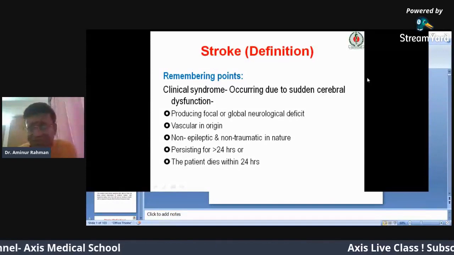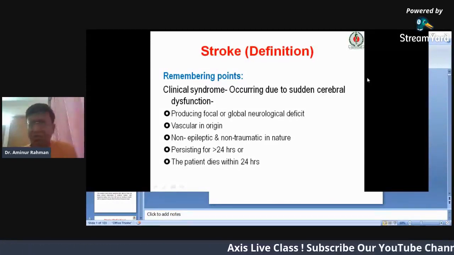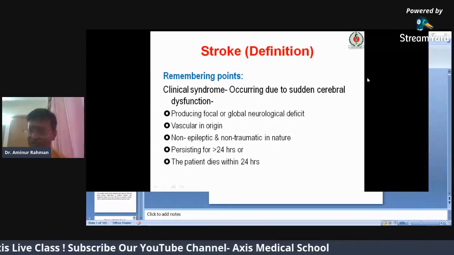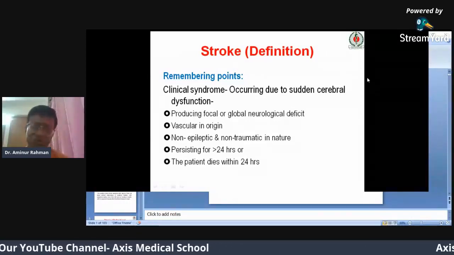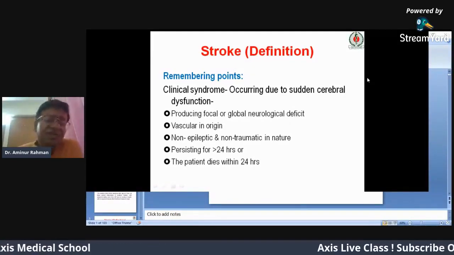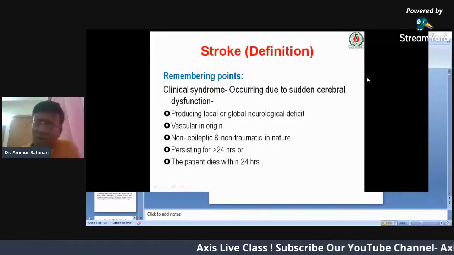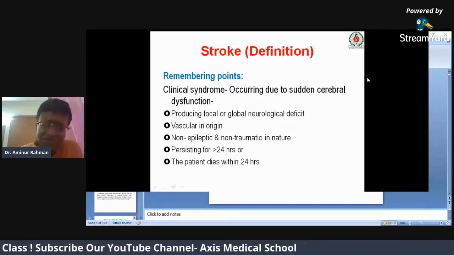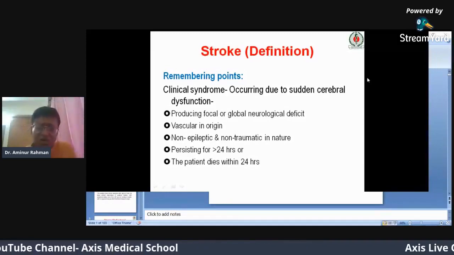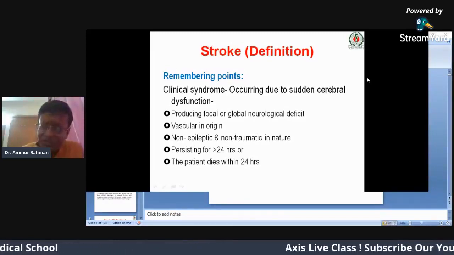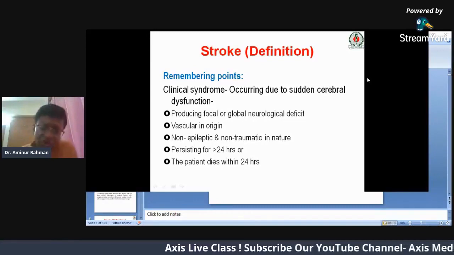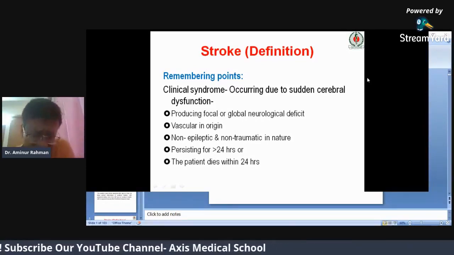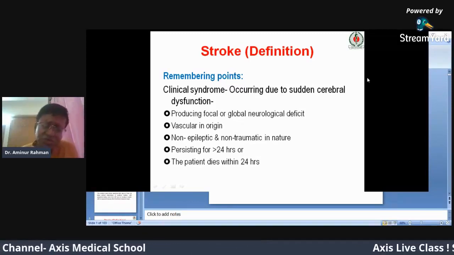Any cerebral dysfunction, if it is traumatic, it is not stroke; if it is infectious, even with sudden onset, it is not stroke. So it must be vascular in origin. Third point, non-epileptic, non-traumatic in nature. Remember, epilepsy may cause sudden cerebral dysfunction, but it is not stroke. Trauma can cause sudden cerebral dysfunction, but it is not a stroke. So non-epileptic, non-traumatic in origin, and persisting more than 24 hours, or the patient dies within this period.